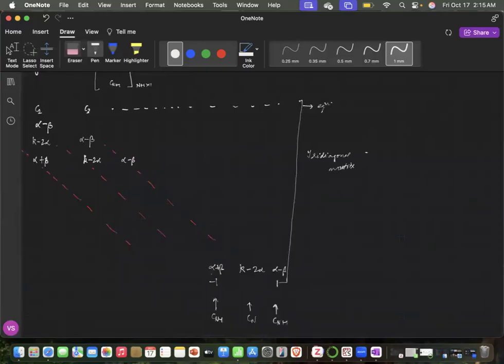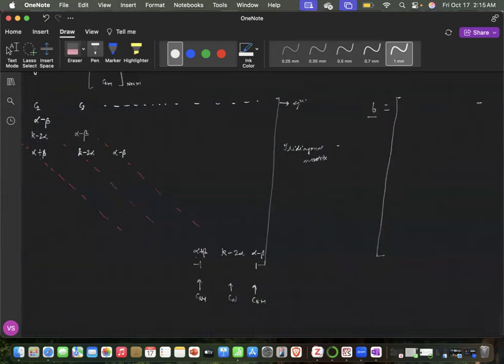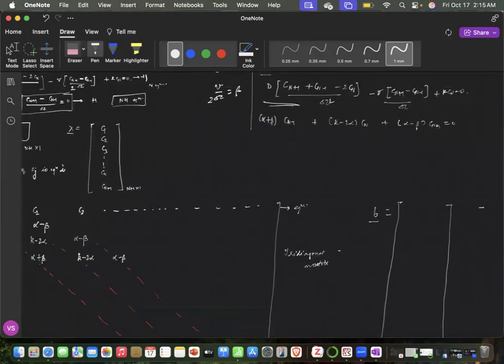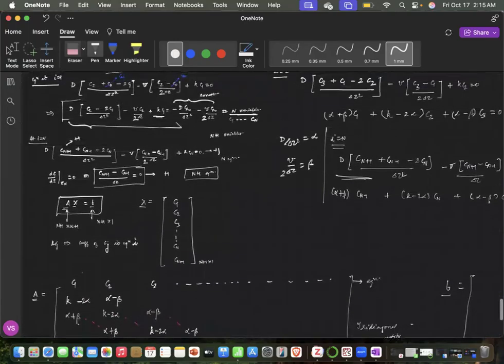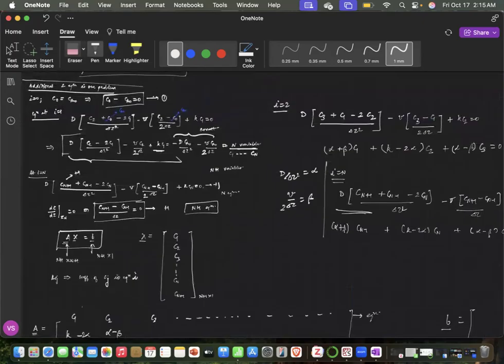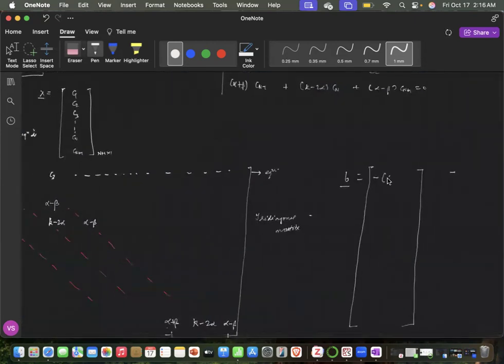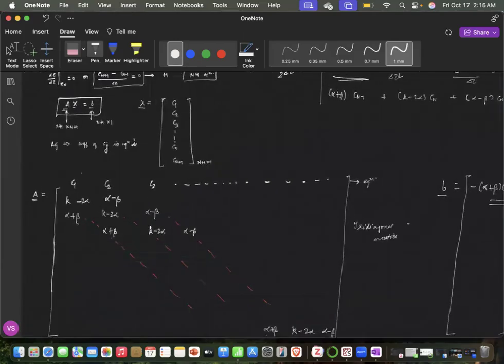And the vector B, let's just write the vector B right ahead of the A matrix, right? So the vector B has all zeros except for the first equation, which was this right here. This was the first equation. So that's going to be minus alpha C_A0 minus beta C_A0. So that is just minus (alpha plus beta) C_A0, right? And everything else is 0 in the vector B, right?